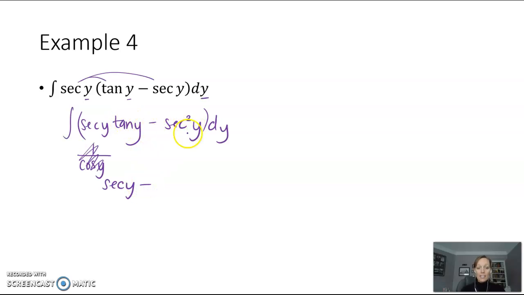And then this one here, secant squared of y, hopefully you recognize because we did use this derivative a little more often. So this one becomes tangent of y, because when you derive tangent, you get secant squared. Don't forget that there's still that plus c at the end, so we're always putting a plus c at the end of our antiderivative.